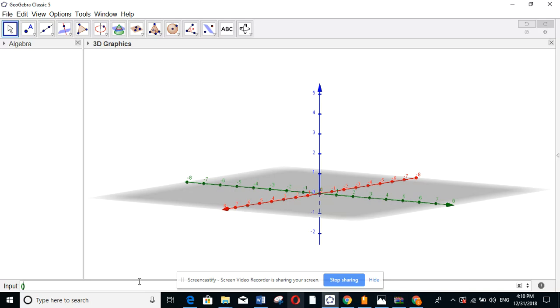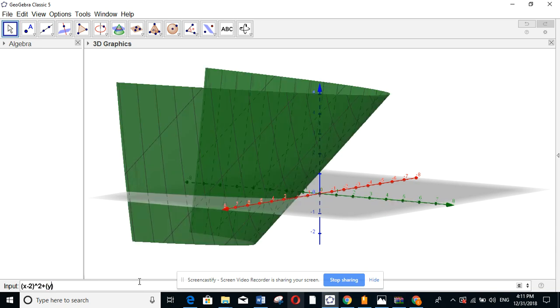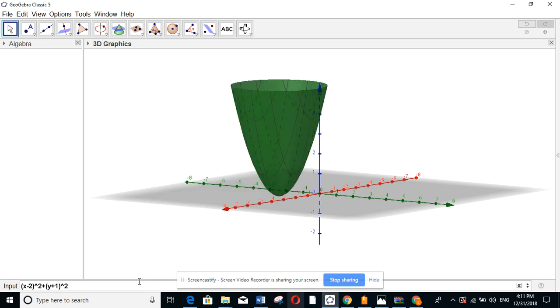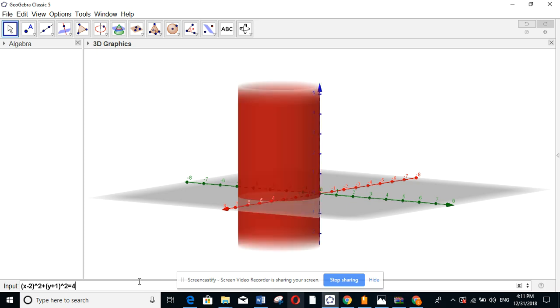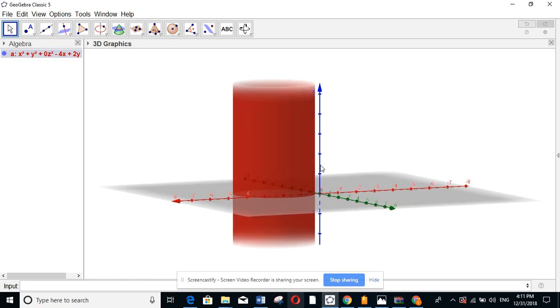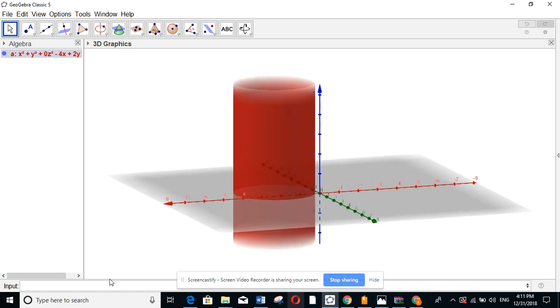Suppose I want to graph (x minus 2) squared plus (y plus 1) squared equal to 4. So this is nothing else than a cylinder. The cylinder has center (2, 1, 0). 2, because we have x minus 2 squared, so 2. Y plus 1 squared, so y equals minus 1. So (2, minus 1). Because I don't have z, so 0. This is the center.